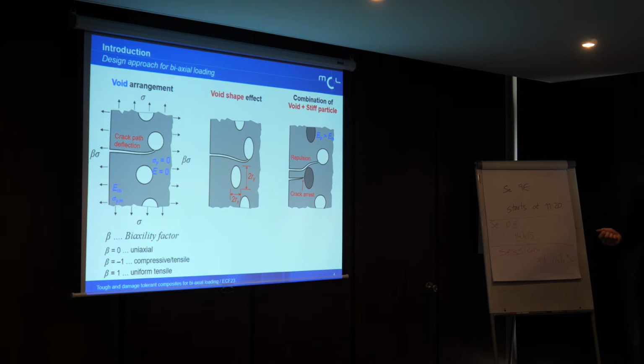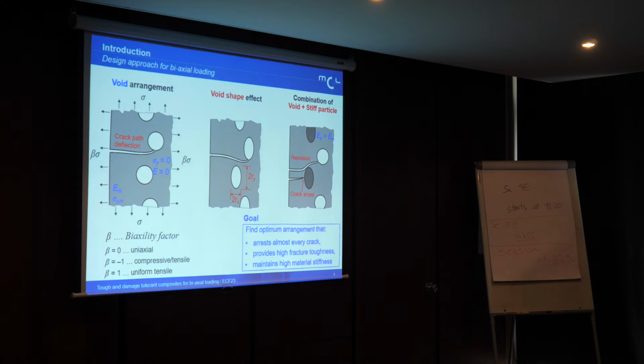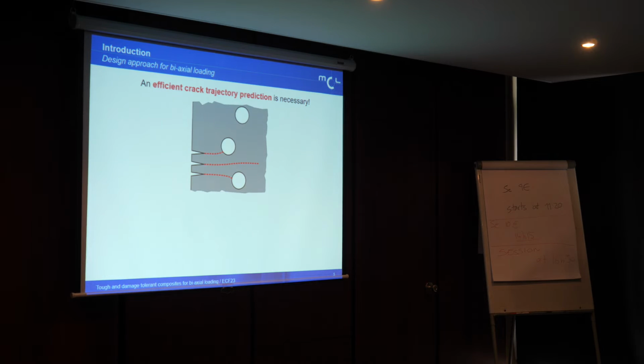In this work, we will focus mainly on three loading conditions, which are defined by the bi-axial factor beta, where B=0 defines the uniaxial load case, and B=-1 and B=1 are the compressive-tensile and uniform tensile load cases. So the goal of this work is now to find an optimum arrangement that arrests almost every crack, provides a high fracture toughness, and maintains a high material stiffness, so keeping the void volume low.